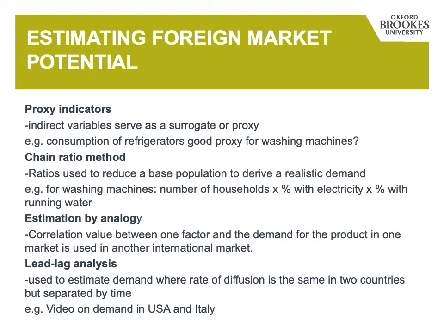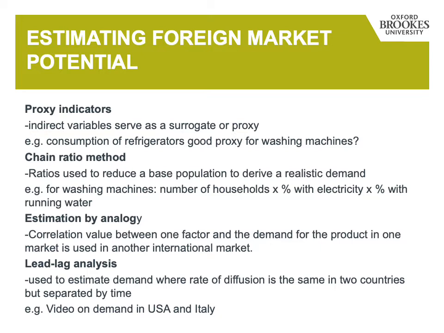Estimating foreign market potential. Proxy indicators: indirect variables serve as a surrogate or proxy. For example, consumption of refrigerators is a good proxy for washing machines. Chain ratio method: ratios used to reduce a base population to derive a realistic demand. For example, for washing machines, number of households times percentage with electricity times percentage with running water.